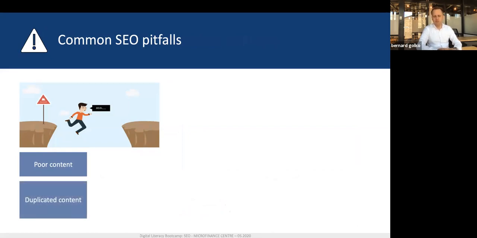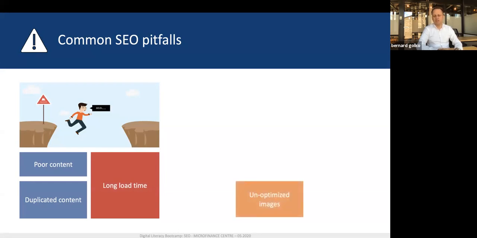Duplication is another story. Too many companies are either using similar pages to address different keywords, or they are copying content from Wikipedia or other websites. Google sees this. Long loading time, unoptimized images, and on many occasions unoptimized images means heavy images, so long loading time. Keyword misfocus: we are trying to address too many keywords because maybe customers who would like to hear about this will be interested in our offer as well. This is being penalized nowadays.